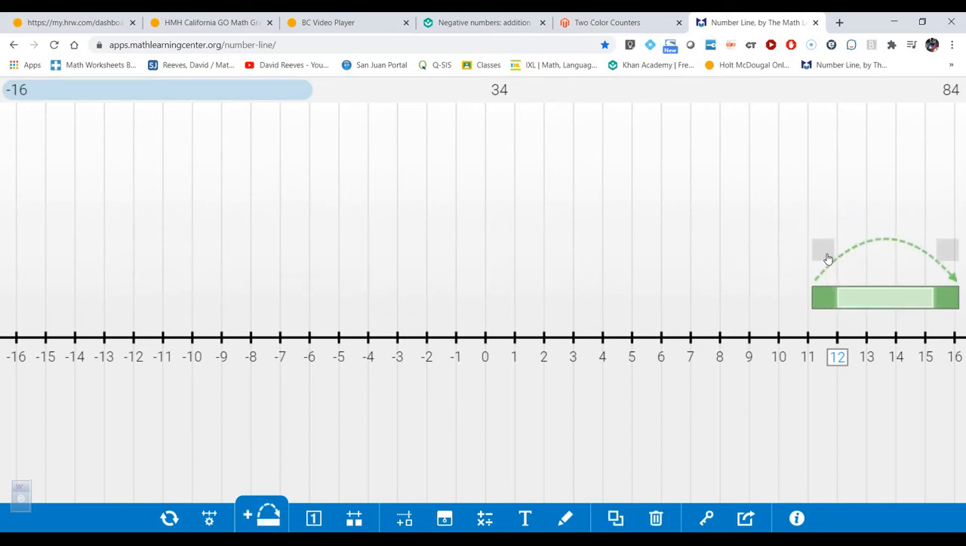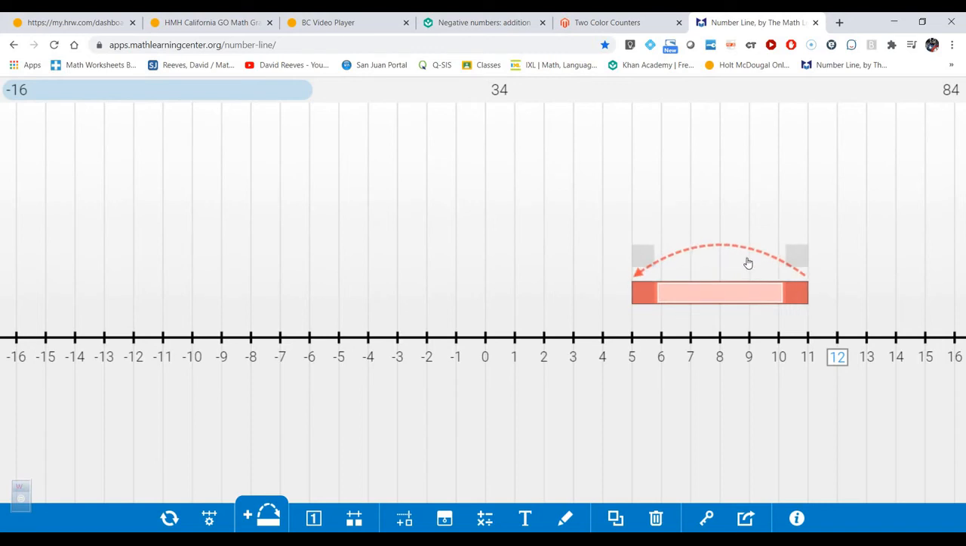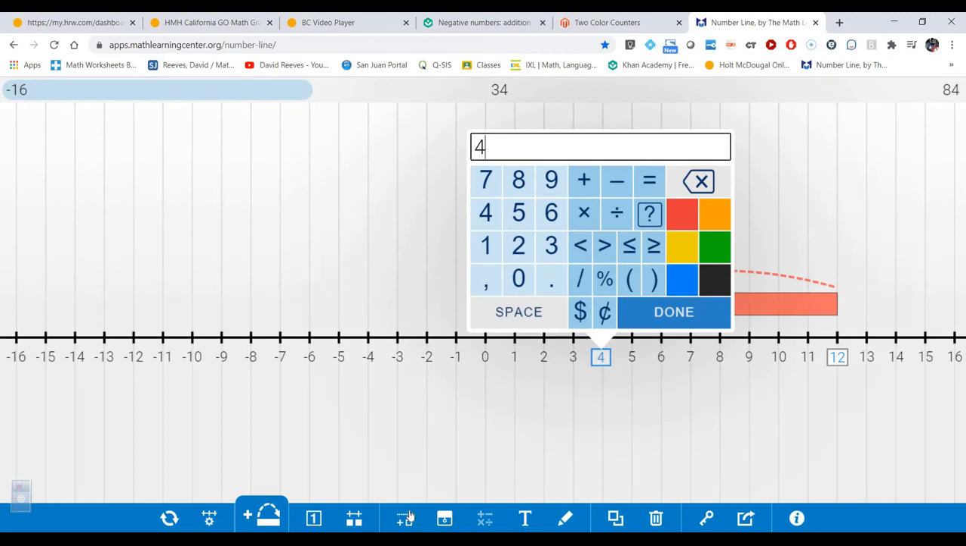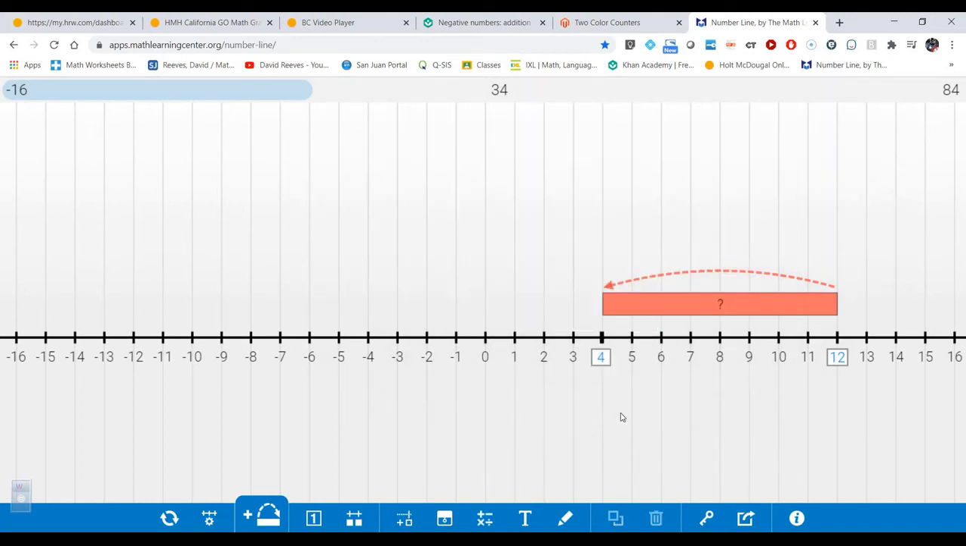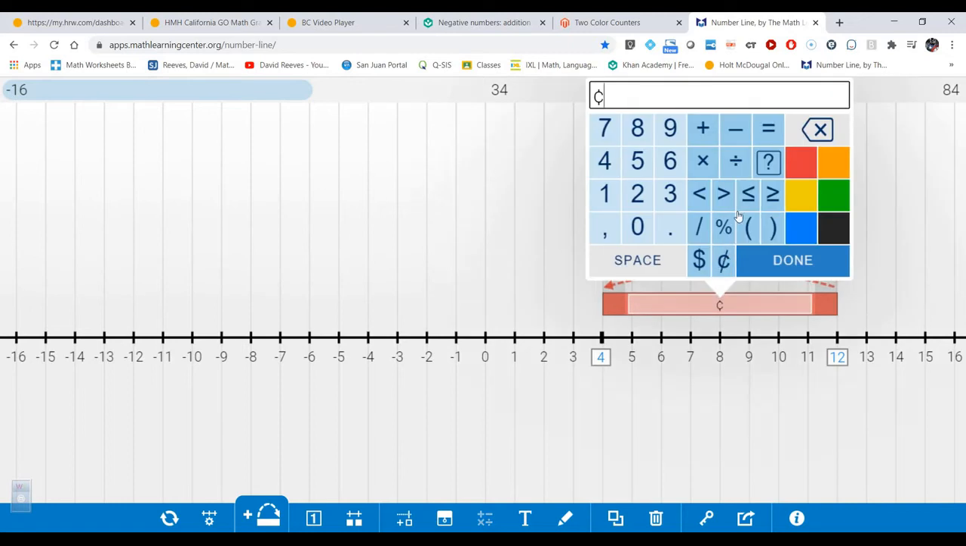Actually, let me flip it around first. There we go. So I'm going to try to line this up at 12. All right, now let me get this back. Now I want to go 8, okay? So I'm going to go 1, 2, 3, 4, 5, 6, 7, 8. All right. So let's go ahead and click on that one right there. And that gets us to 4. All right. And let's see if I can get this to work. Sometimes it doesn't always work for me. So I can fill it in.